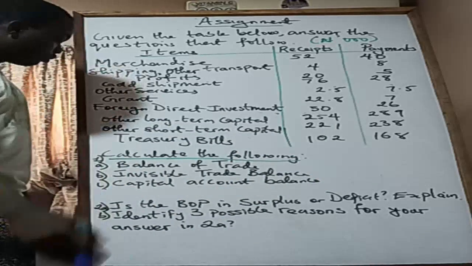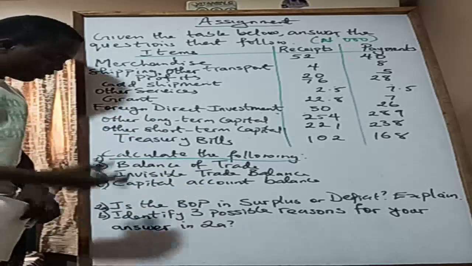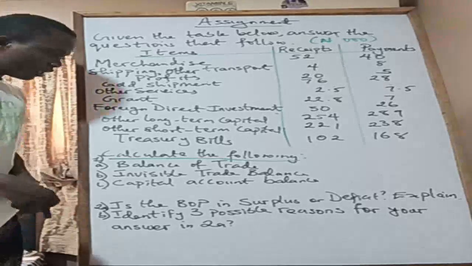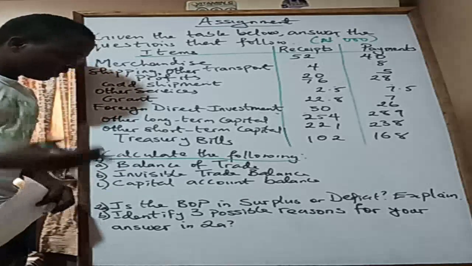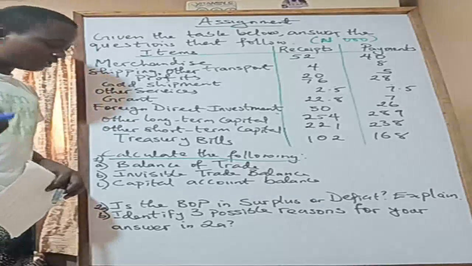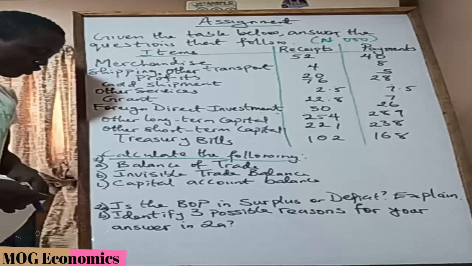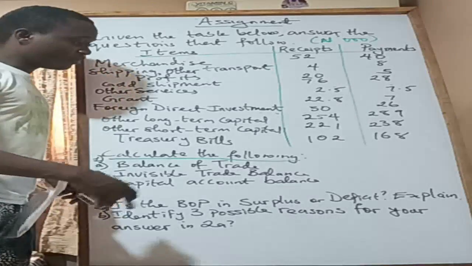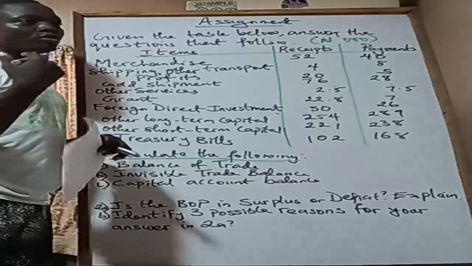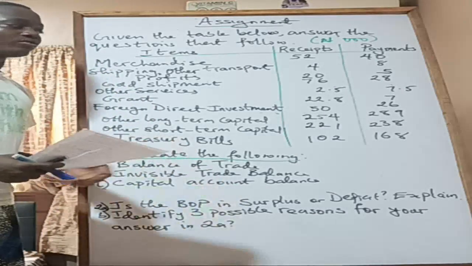So what are you supposed to do? A, you calculate the balance of trade. B, you look for the invisible trade balance. C, you look for the capital account balance. Then for 2A, is the BOP in surplus or deficit? You have to explain. And then identify three possible reasons for your answer in 2A. If your answer was deficit, what are the three possible reasons you think might be responsible for a country to have a deficit balance of payment?